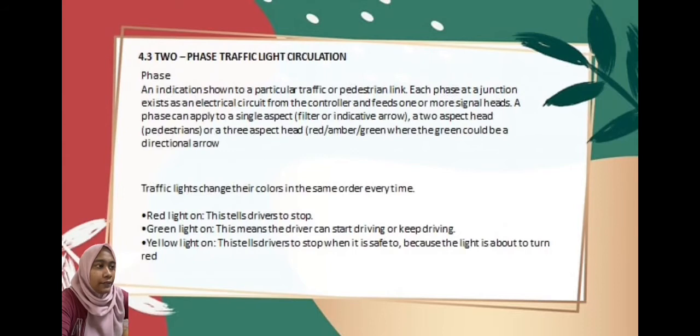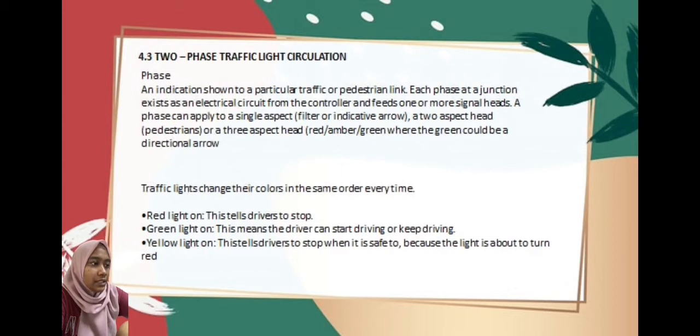4.3 Traffic light circulations. Through phases, an indication is shown to the particular traffic or pedestrian link. Each phase at a junction exists as an electrical circuit from the controller and feeds one or more signal heads. A phase can apply to a single aspect filter or any negative arrow, a two-aspect head, pedestrian, or a three-aspect head, red, amber, green, where the green could be a directional arrow.